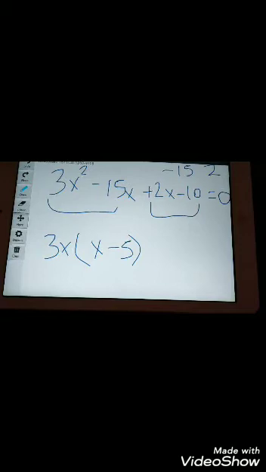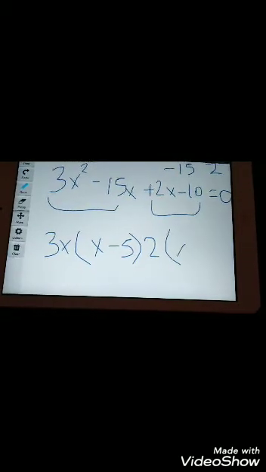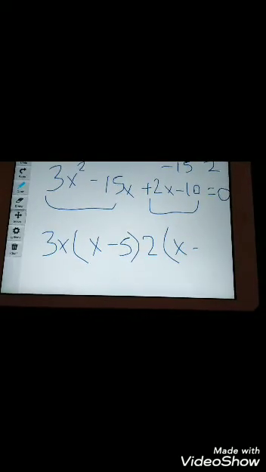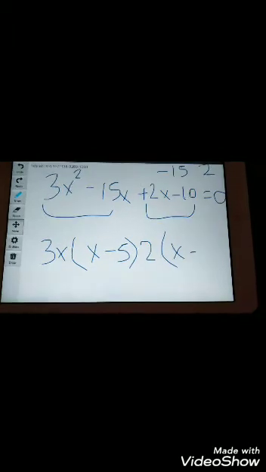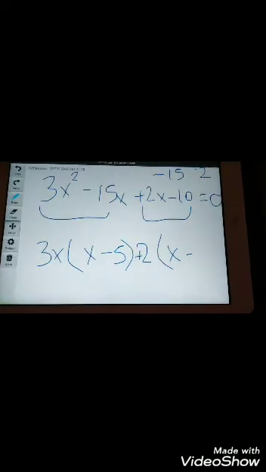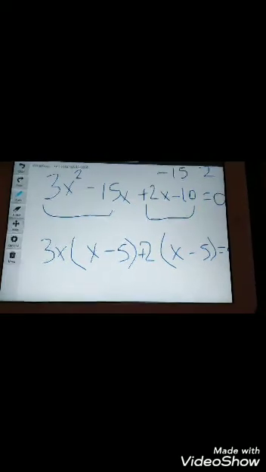Okay. So don't miss the sign, Miriam. Don't miss the sign. Miriam, you missed the sign there, the plus sign. Sorry. Okay. And x minus 5. Okay, perfect. Okay, what's common now?